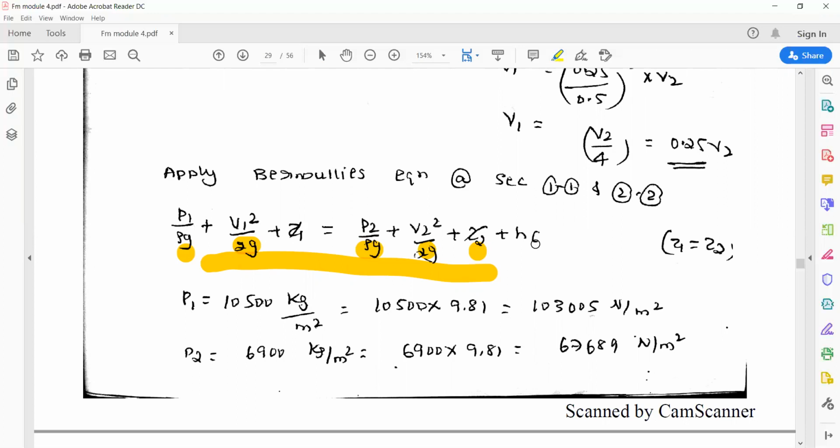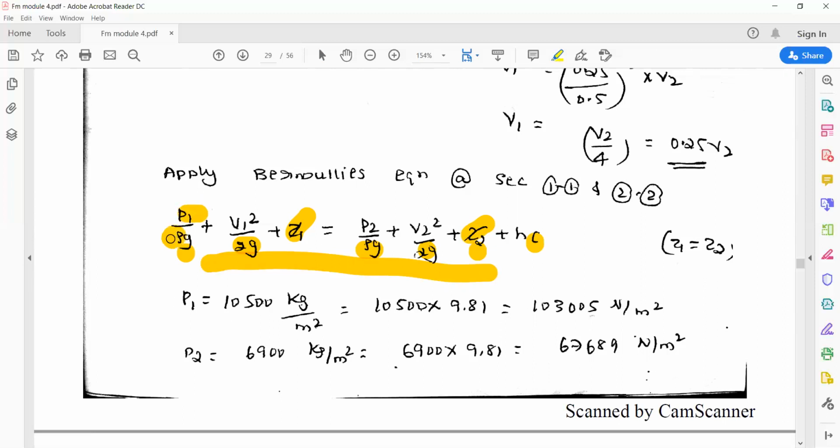There is a contraction from bigger diameter pipe to smaller diameter, the fluid is flowing. So that's why there will be head loss due to contraction. HC should be considered. In this, again, the pipe is horizontal, so Z1 and Z2 get cancelled. The value of P1 they have given, you can substitute.